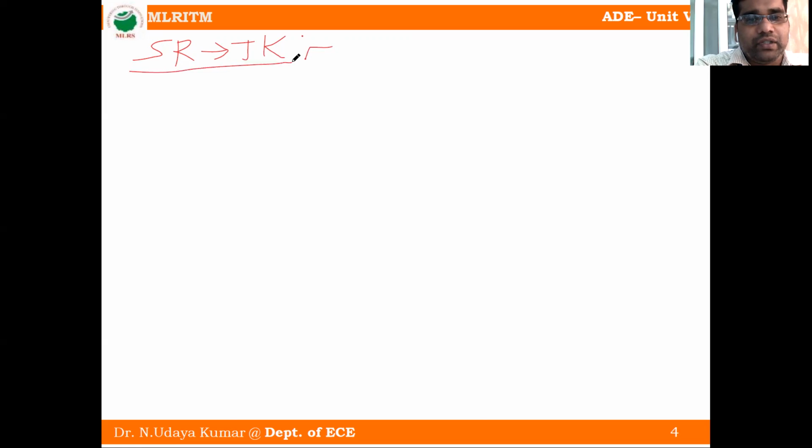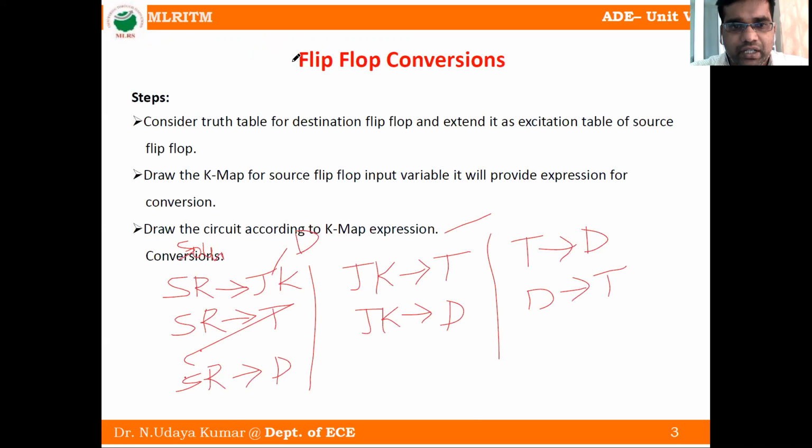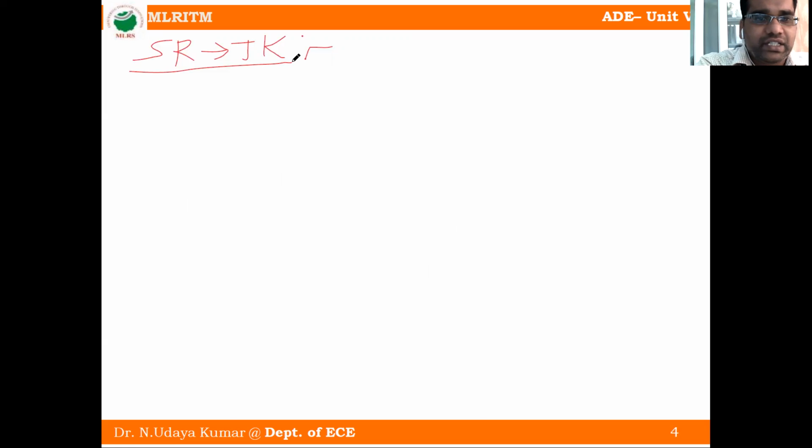So what is the first step? First step is consider the truth table for destination flip-flop. So what is the destination? This one is the source. This one is the destination. If you want to convert any flip-flop to any other flip-flop, you need knowledge about truth table and excitation table. Then only it will be easy. So SR flip-flop to JK flip-flop means first write the truth table for the destination flip-flop.